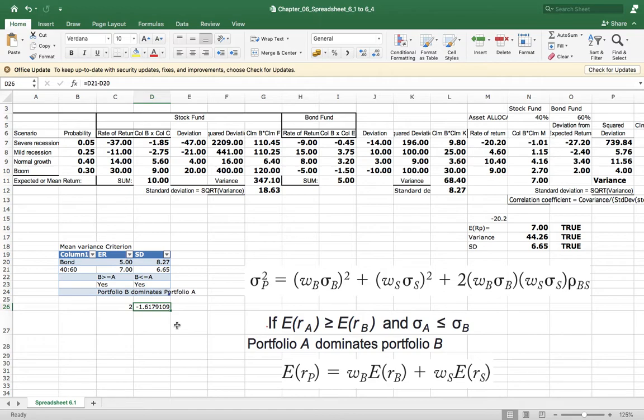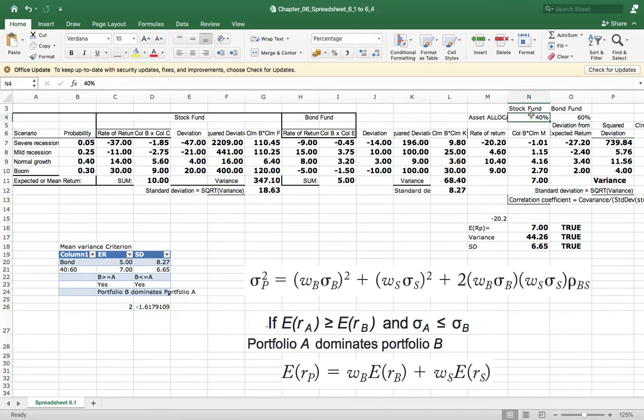Then the mean variance criterion suggests your portfolio outperforms, or your portfolio dominates the bond portfolio. Portfolio B, your portfolio, dominates the bond portfolio. So this is the way we do it.